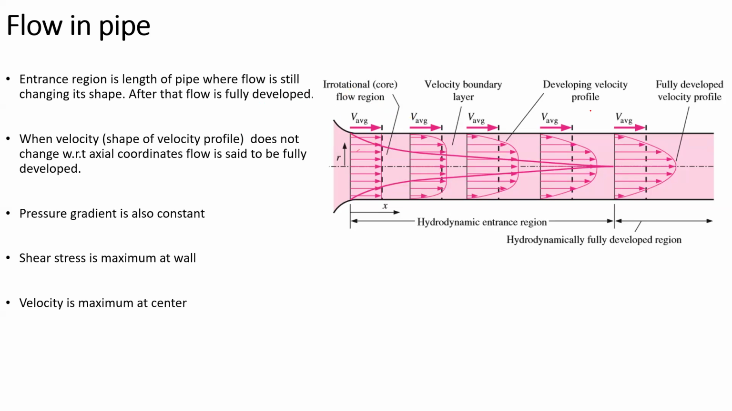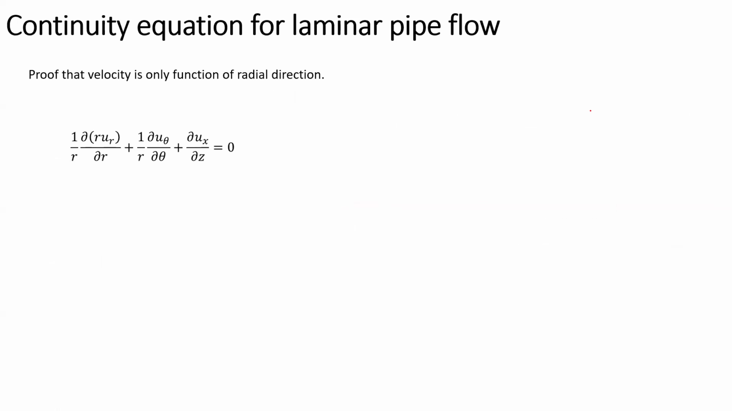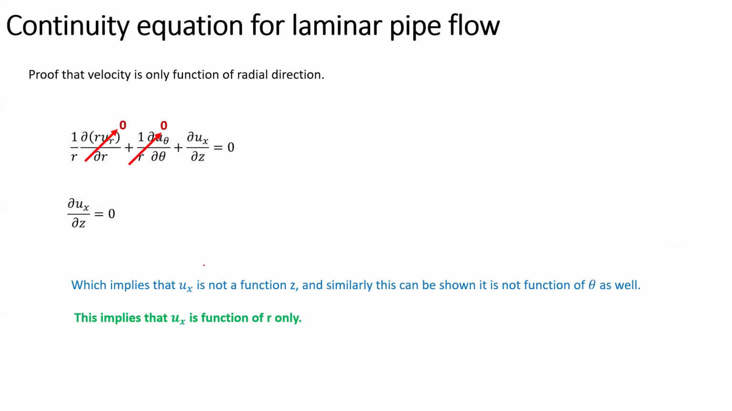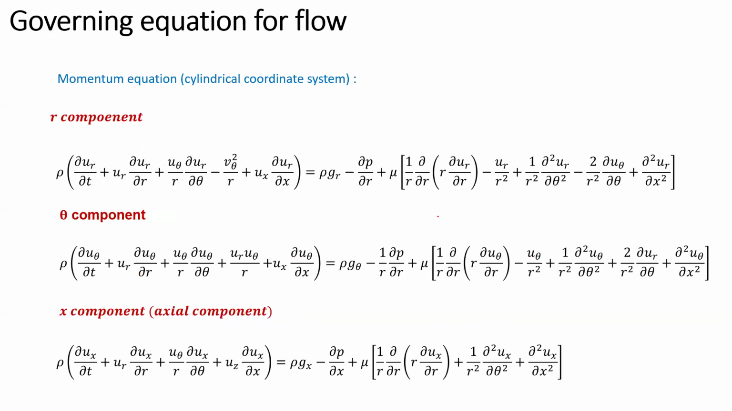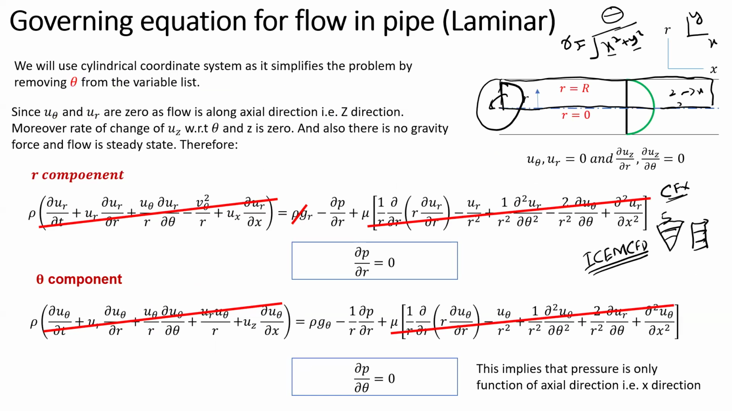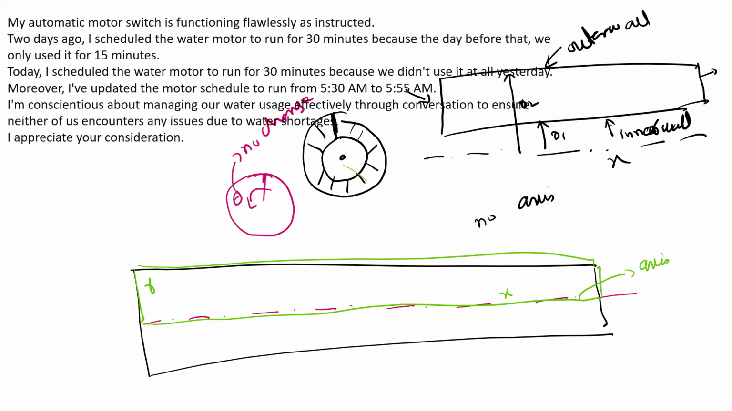To discuss them, and based on mathematical analysis and theoretical analysis, we have equations like the continuity equation. And here we prove that ux is not a function of z, so it's actually a function of r. And then we have the momentum equation, x, y and z components. And from here we have proved that the pressure is only a function of the axial direction, and velocity is only a function of the r direction.